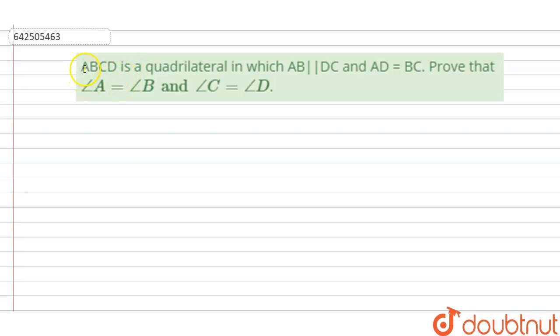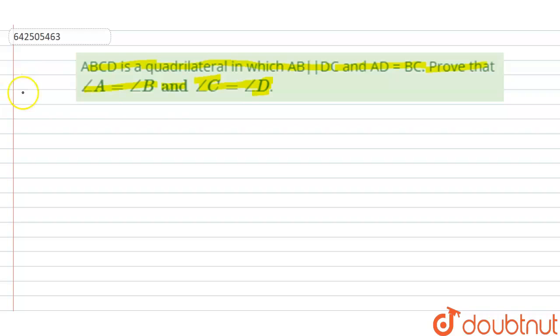Hello everyone, let's start the question. The question says that ABCD is a quadrilateral in which AB is parallel to DC and AD is equal to BC. Prove that angle A is equal to angle B and angle C is equal to angle D.